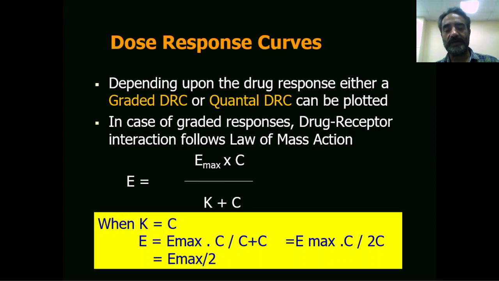Now, how do we define K? K is the constant which is defined like this. Now, you can see if K is equal to C in this equation, so E will be equal to E max divided by 2 as calculated over here. So that means K is a constant which is defined as that concentration at which half the maximal effect of the drug is achieved.